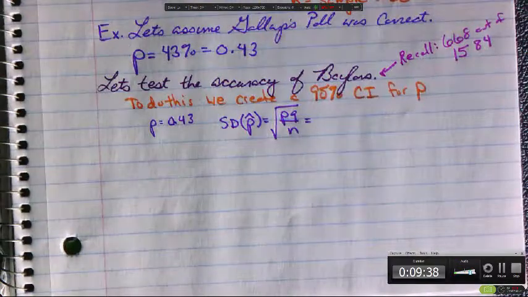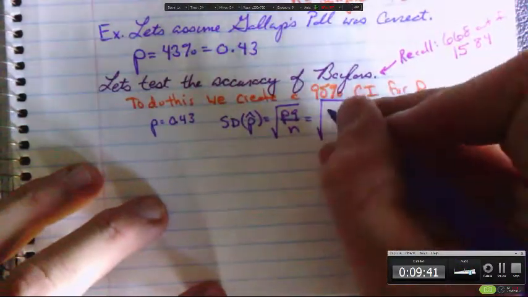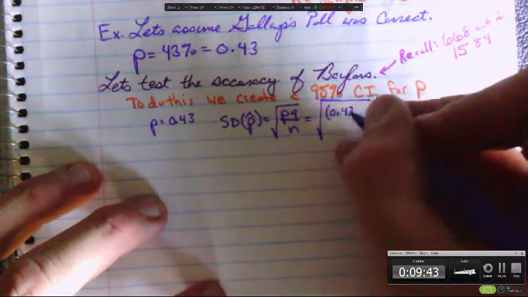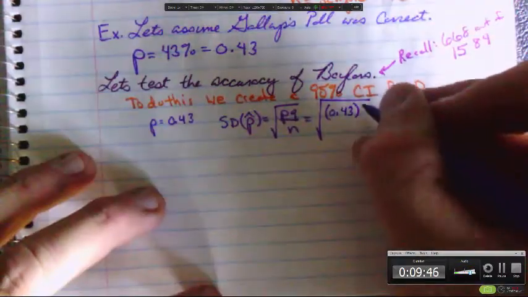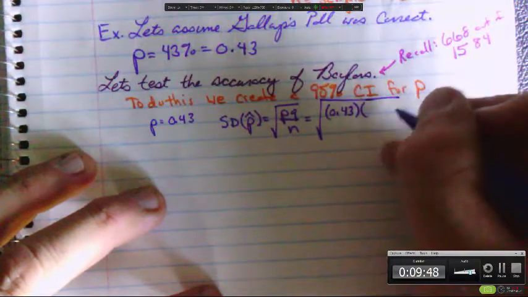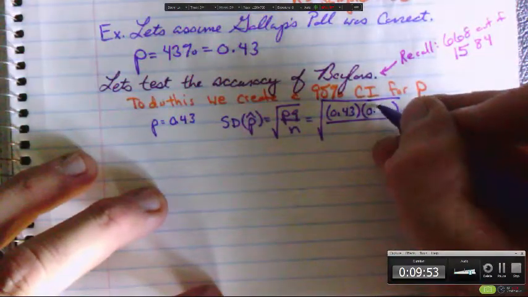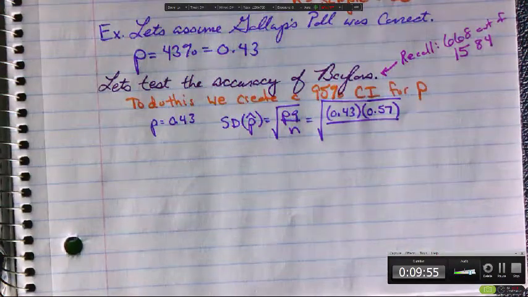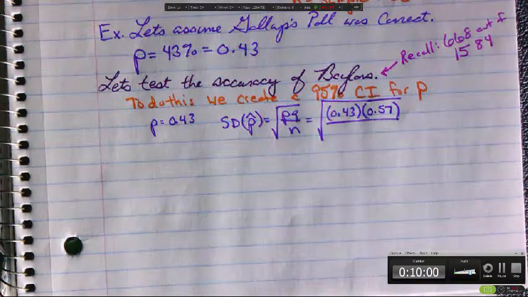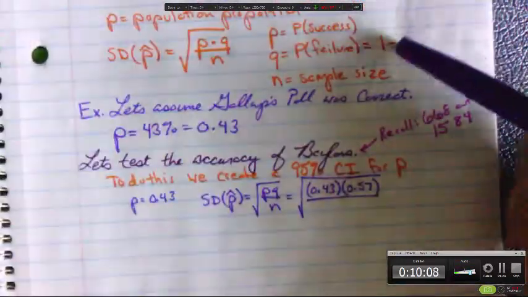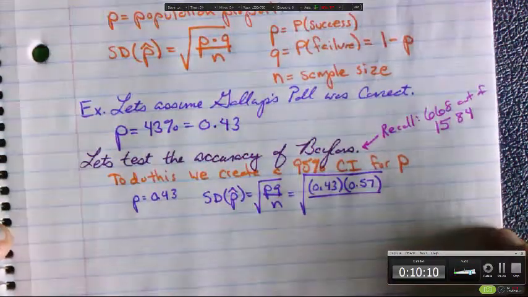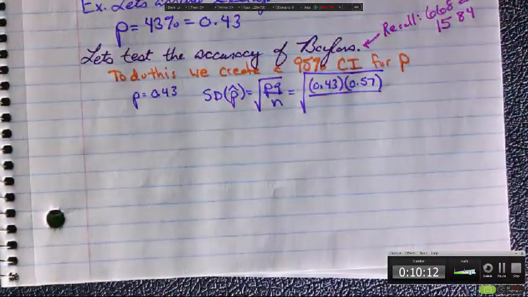Well, what does P equal? 0.43. What does Q equal? Is that 0.67? No, not quite. 0.57. Q is the probability of failure. So there's a 43% chance of success. There's a 57% chance of failure. The way you get Q is you do 1 minus P, 1 minus 0.43, divided by N.